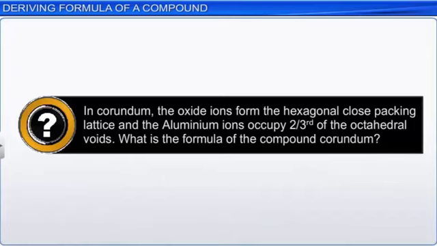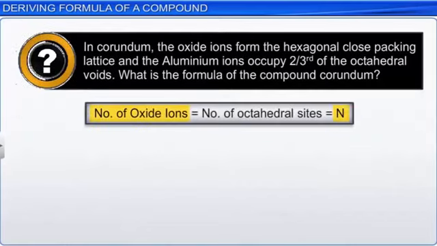In corundum, the oxide ions form the hexagonal close packing lattice, and the aluminium ions occupy 2/3 of the octahedral voids. What is the formula of the compound corundum? You already know that the number of octahedral sites in a cubic close packing is the same as the number of constituent particles. Now, if N oxide ions form the crystalline lattice, the number of available octahedral sites is also N.